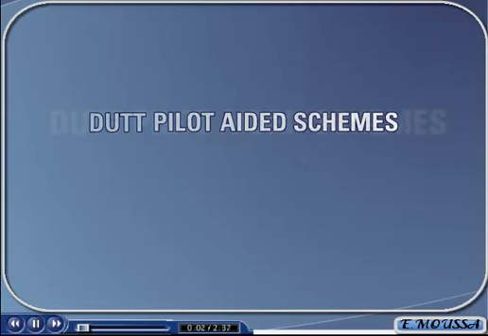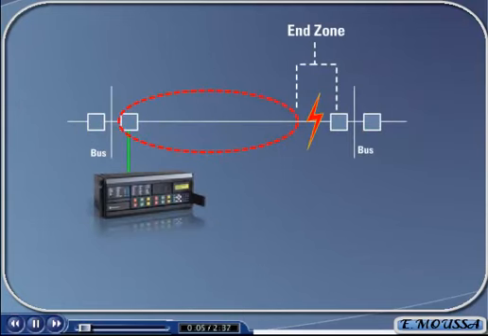A fault that occurs in the end zone of a transmission line normally will not be fully cleared until the time delay of the Zone 2 protection element has expired. The DUTT scheme, which stands for the Direct Underreaching Transfer Trip scheme, is used to reduce the amount of time needed to wait before clearing a fault that occurs in this end zone of a transmission line.